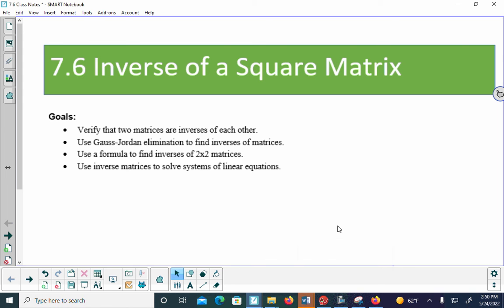I'm going to go over the notes for section 7.6, inverses of a square matrix. So the objectives for today are to verify that two matrices are inverses of each other. Then we're going to use Gauss-Jordan elimination to find the inverses of matrices. We're going to use the formula to find the inverse of a 2 by 2 matrix. And then we're going to use inverse matrices to solve systems of linear equations.